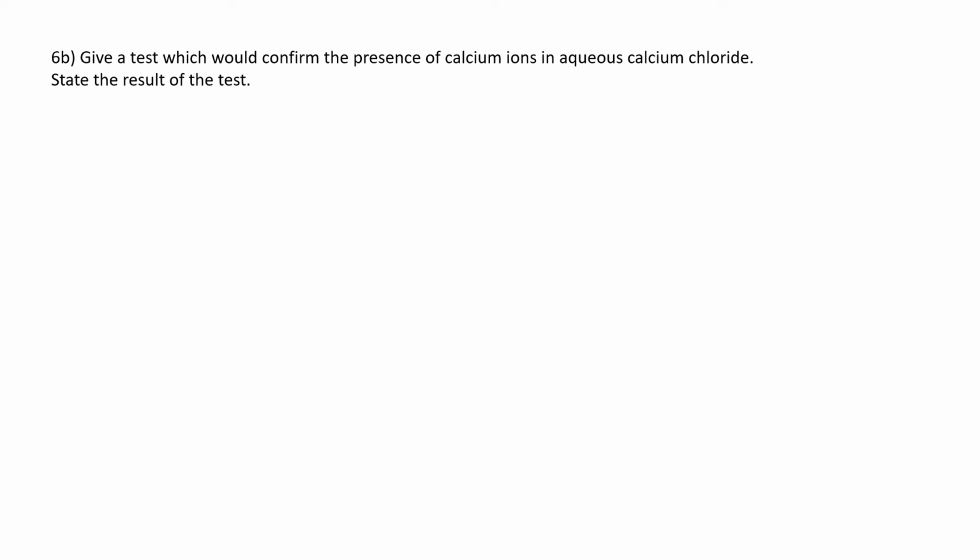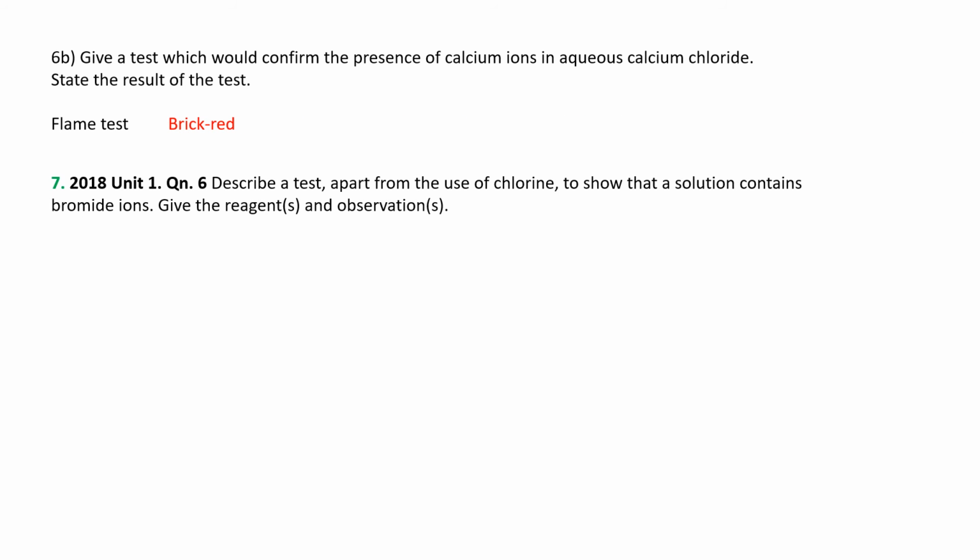So next two questions, somewhat redundant based on what we've done so far, but emphasizing again what the exam board likes. So first of all, test for calcium ions: flame test, brick red flame. Secondly, test, apart from the use of chlorine, to show bromine solution contains bromide. Again, add silver nitrate, forms a creamy precipitate. If you want to, you could then take that creamy precipitate and observe that it doesn't dissolve in dilute ammonia, but does dissolve in concentrated ammonia solution. But ammonia solution is a bit stinky, so I would just be happy with the cream precipitate.